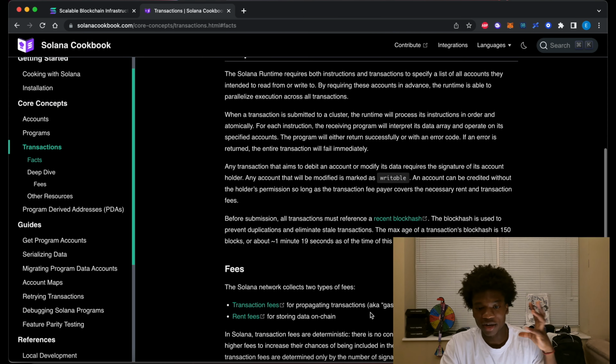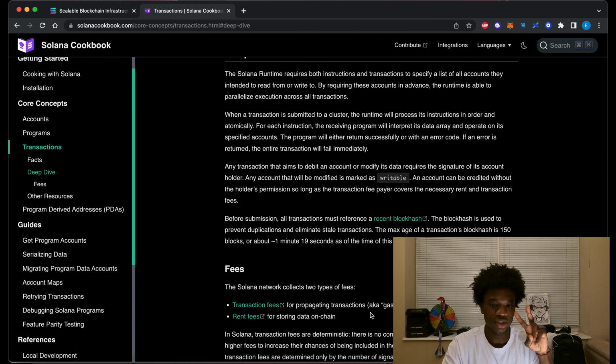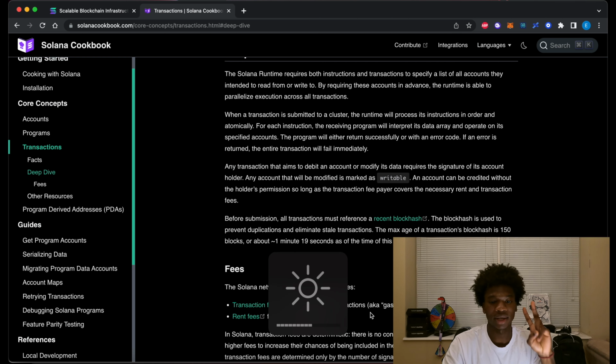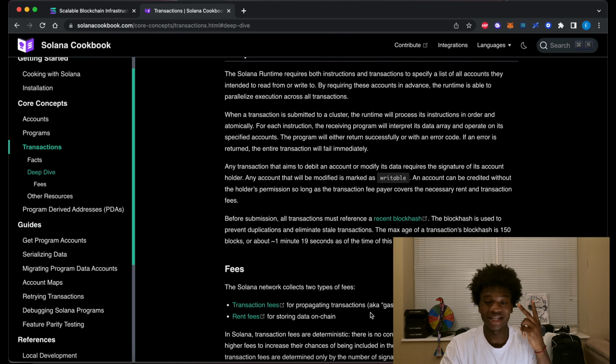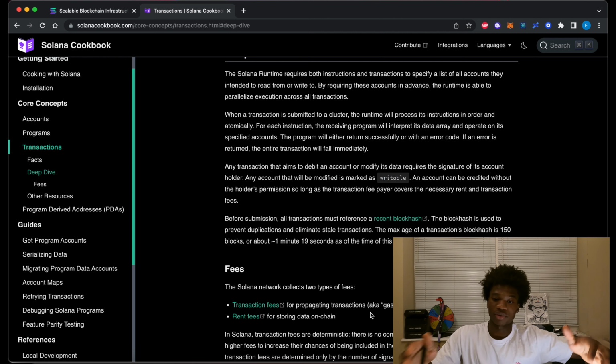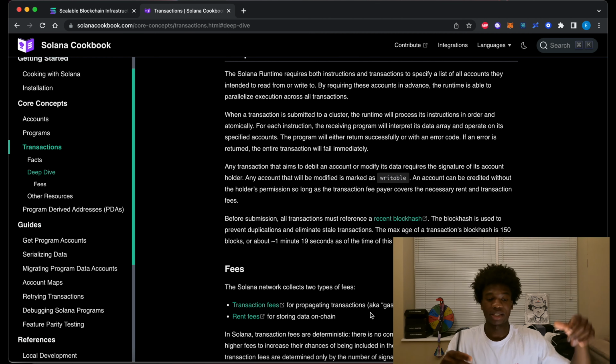So the Solana runtime requires both instructions and transactions to specify a list of all accounts they intend to read from or write to. By requiring these accounts in advance, the runtime is able to parallelize execution across all transactions. So if we're dealing with 3 different accounts, the Solana runtime can do all 3 different accounts at the same time because they don't conflict with one another.